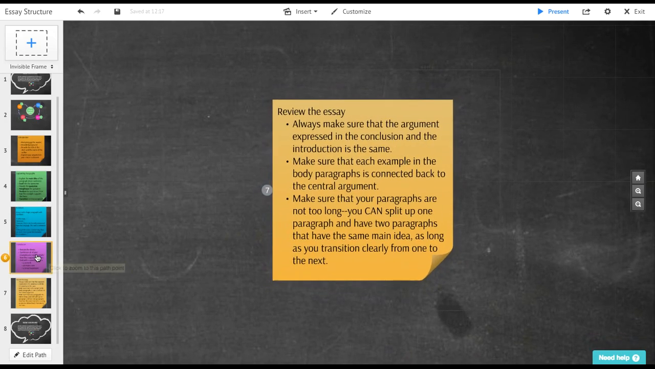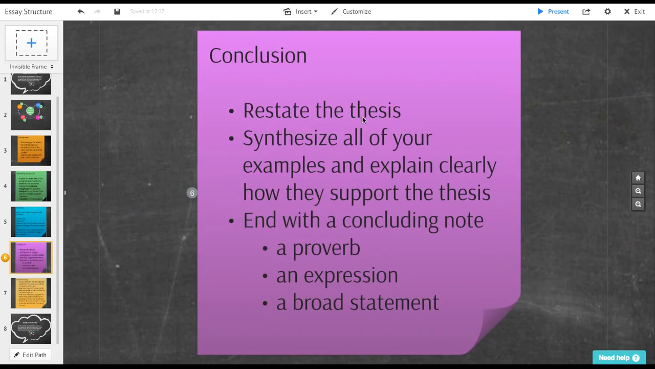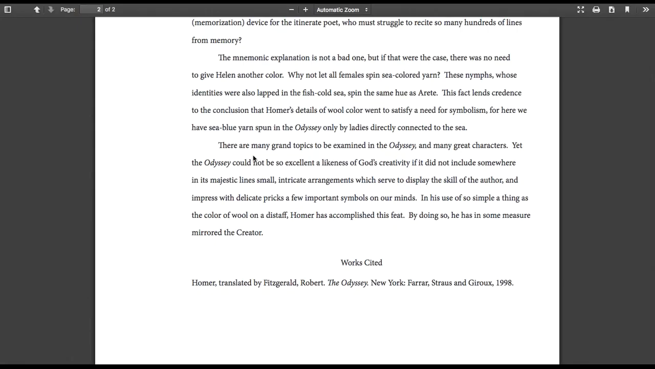So if we look back at the conclusion, we said it needs to restate the thesis, synthesize all of the examples and explain clearly how they support the thesis, and end with a concluding note, a proverb, an expression, or a broad statement. So the author restates the main argument, synthesizes the examples right here in this one small sentence. All of the examples have to do with wool and weaving. And then by doing so, he has in some measure mirrored the Creator is a broad statement about the author, about Homer.